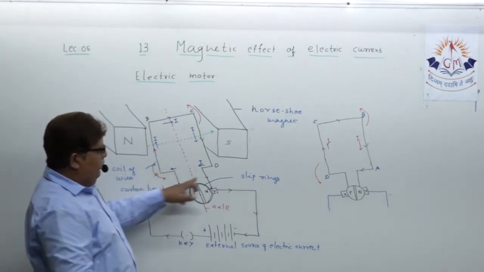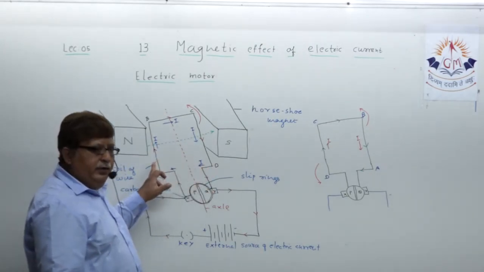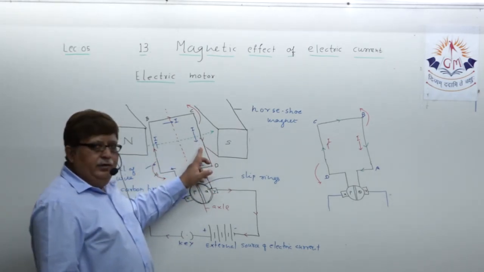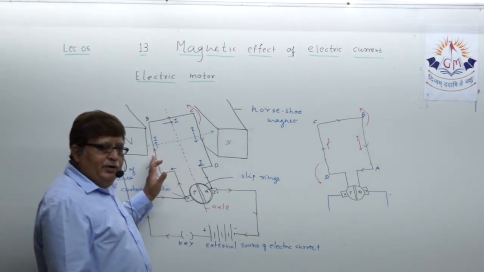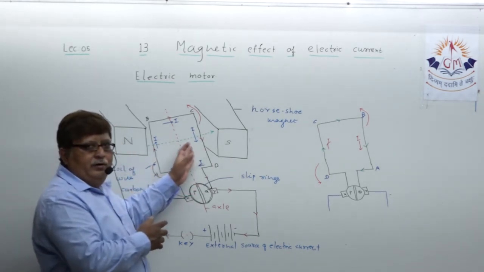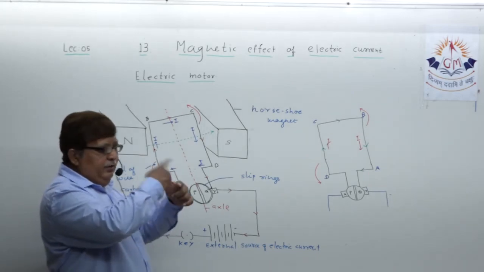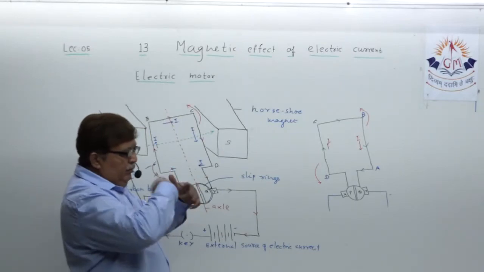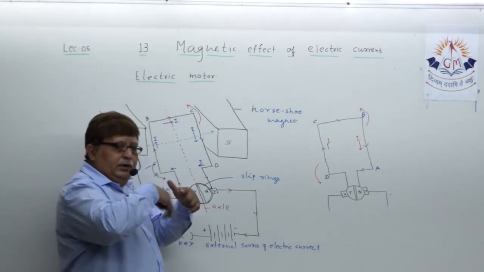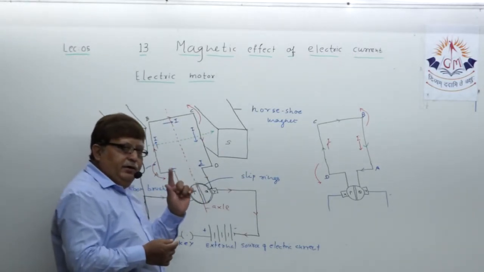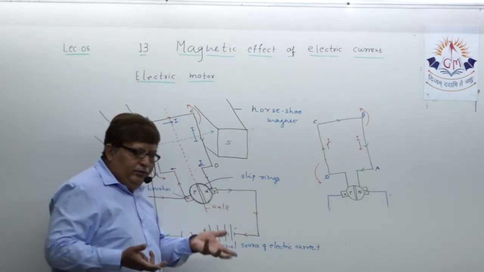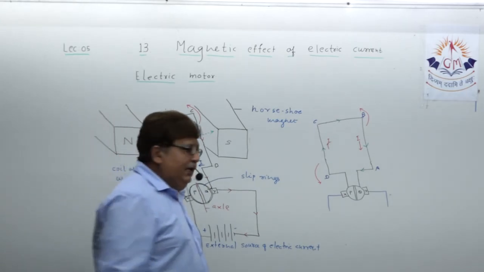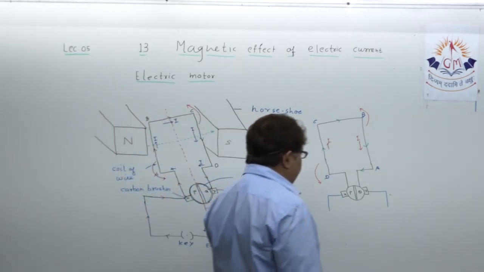Half rotation: AB in place of CD, CD in place of AB. Again half rotation: CD in original place, AB in original place. Again half rotation. So constant circulation, constant rotation of the coil is realized. Understood? This is actually simply the working of the electric motor. You understood this?